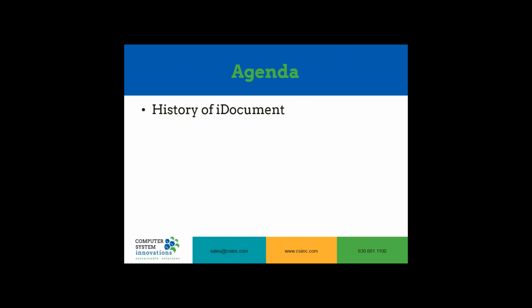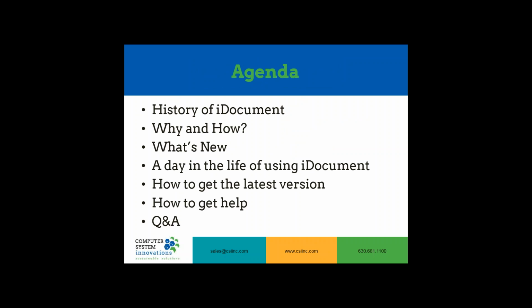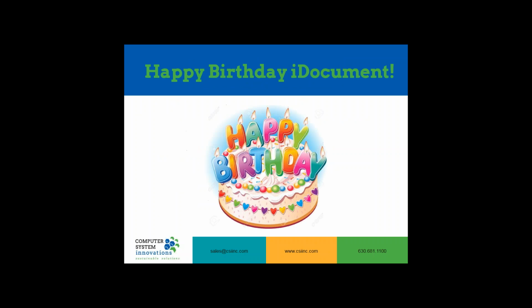So we're going to cover the history of iDocument, why we created it and how we created it, what's been added, what's new, and then really the focus: what are some best practices, how do we see people using this product? What have we seen out there? Why have we made changes to the product and whatnot? How you can get the latest version, how you can get help if you get stuck, and any questions and answers will follow up at the very end.